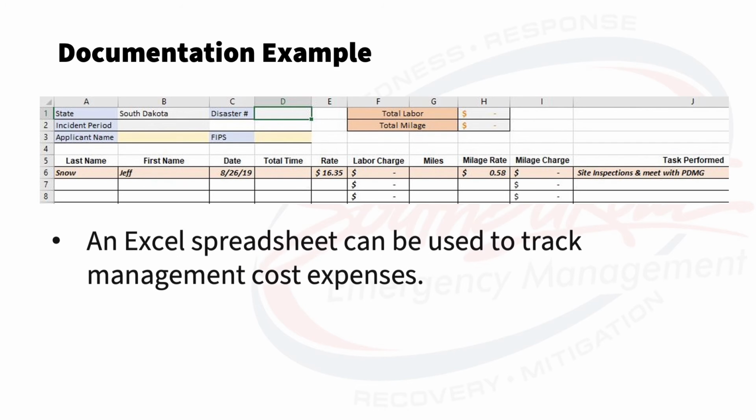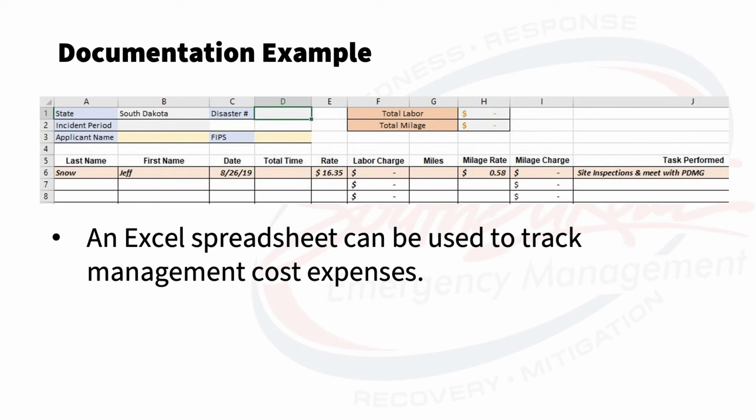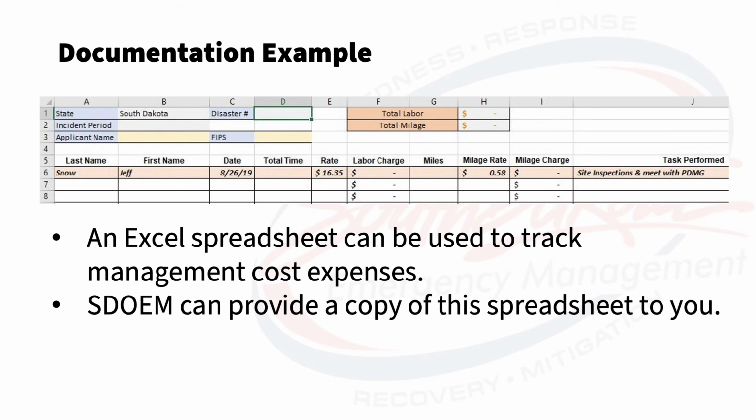Applicants may choose to keep an activity log in lieu of providing timesheets. If an applicant does not already have a system in place for logging their time, the South Dakota Office of Emergency Management can provide applicants with an Excel file to use for tracking eligible expenses. This log should include the disaster that the costs are part of, the name of the individual claiming time, dates they worked, their hourly rate of pay, total time worked, miles driven, and a description of the tasks they performed.